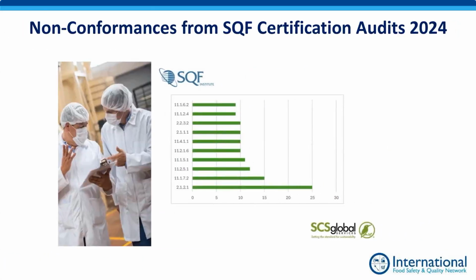This is data from 2024 where the main non-conformance was senior management review, where the SQF system needs to be reviewed by senior management at least annually and include various items, including changes, food safety culture, objectives, performance measurement, corrective and preventive actions. I'll come back to this with more details of the others.